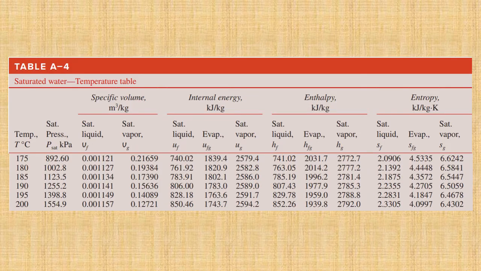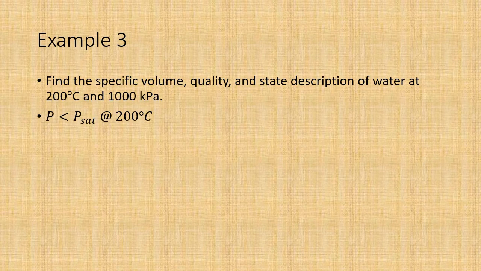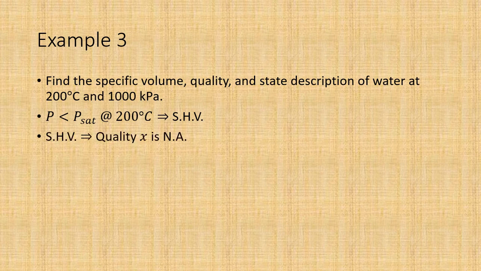We first look across the row containing the given temperature. Since the other given property is pressure, we look under the saturation pressure column and find that the given pressure of 1000 kilopascals is lower than the saturation pressure corresponding to 200 degrees Celsius. This means that our state description is superheated vapor. Since we have a superheated vapor, quality is not applicable. All we need to find now is the specific volume.